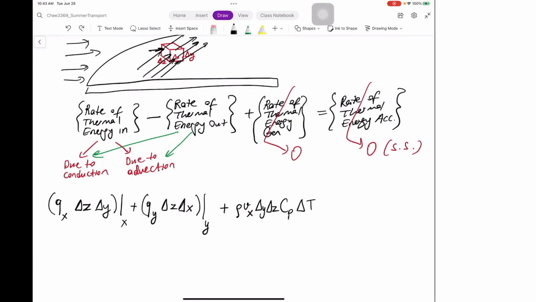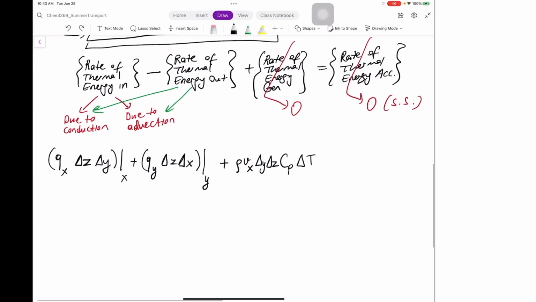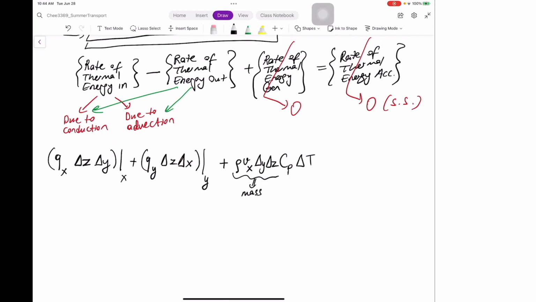So basically, if you multiply the velocity with this area, you find out the volumetric flow rate. And if you multiply it with the rho, then you get the mass flow rate. Mass flow rate into the delta y, delta z phase of the shell, right?